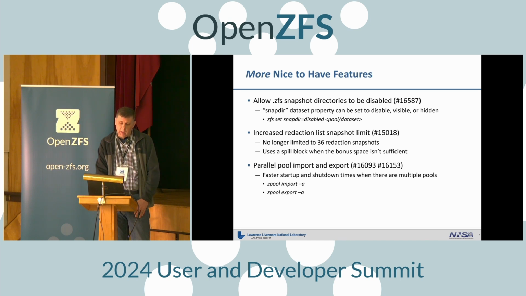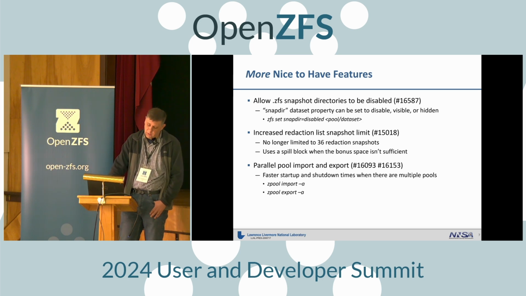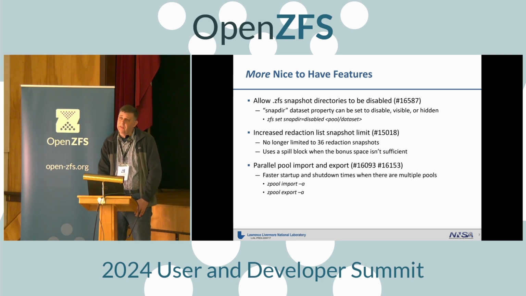Additionally, I don't know how many people use redaction snapshots, right? But there was previously a limit there of 36 redaction snapshots. Paul did some work there to allow those to spill into a spill block, so we can do more of those now. I don't know exactly what the new limit is, but I imagine it's quite large. Yeah, it sounds about right. I mean, you had hundreds of bytes, and now you have kilobytes, so right? Yeah. So anyway, large enough you shouldn't hit it.